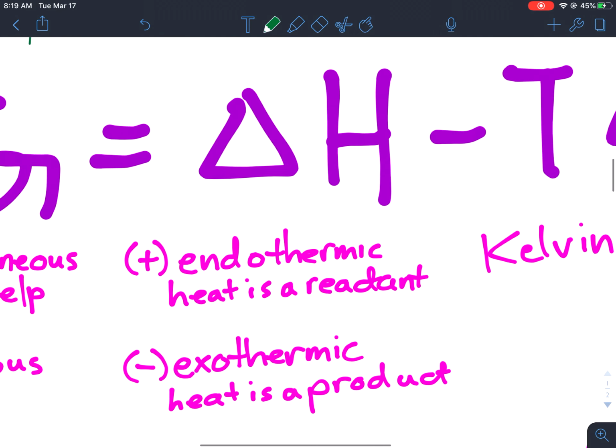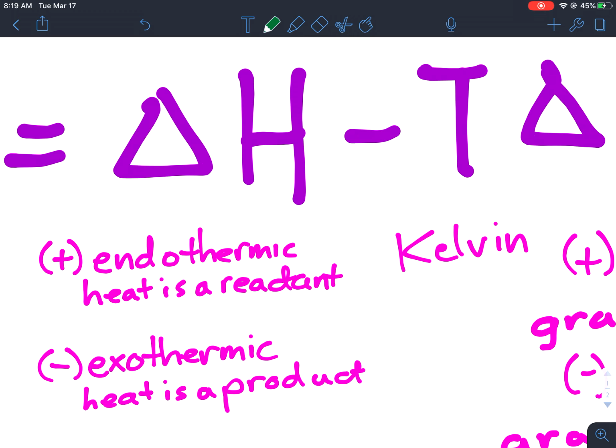All right, let's take a look at delta H. Delta H, you might have learned this from your thermo. Positive delta H means you're endothermic. It means heat is a reactant. You might remember that from your Le Chatelier seesaw. And when delta H is negative, it is exothermic, meaning heat is a product.